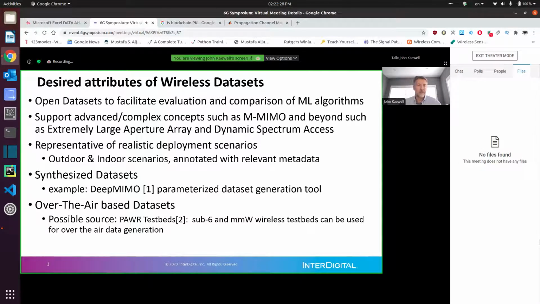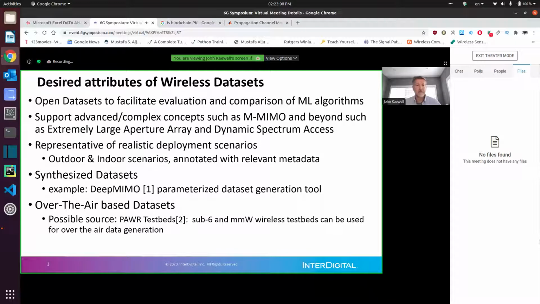So some of the desirable attributes of wireless data sets would be that they should be open to facilitate evaluation and comparison of machine learning algorithms. They should be sophisticated and be able to support advanced complex concepts such as massive MIMO, and even beyond, such as extremely large aperture arrays and dynamic spectrum access. They should be representative of realistic deployment scenarios, such as outdoor as well as indoor scenarios, and they should be annotated with relevant metadata.